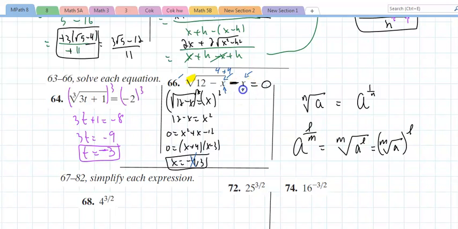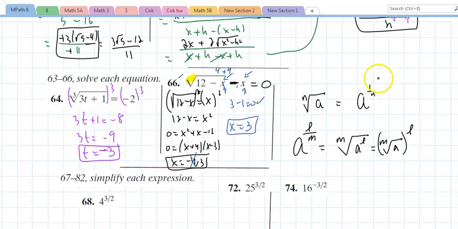You try the 3. You put a 3 there and a 3 there. 12 minus 3 is 9. Square root of 9 is 3. Minus 3, that is a 0, that checks. So the answer here is only 3. Negative 4 doesn't work. Whenever you start the problem with an even index radical, a log, or a fraction in which the denominator could equal 0, you need to check your answer.